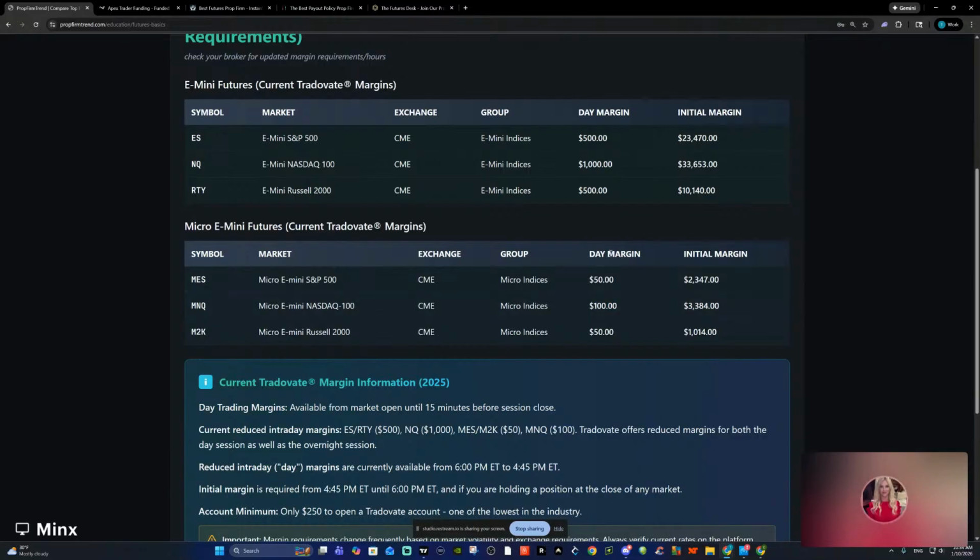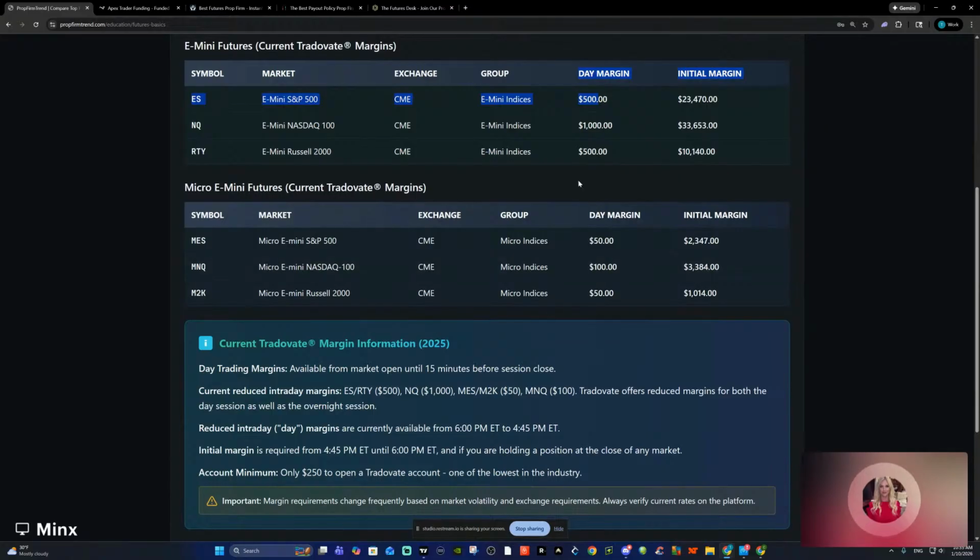So this part on the right where it says initial margin, this is required from 4:45 p.m. until 6 p.m. Eastern. So for like an hour and 15 minutes. What it means is if you are a swing trader and you want to, let's say, swing over the weekend, then you need to use initial margin. Okay. If you are a day trader, you can open up a position at 6 p.m. at night and close it by 4:45 p.m. the next day, so almost 23 hours. You just need the day margin for that specific contract.